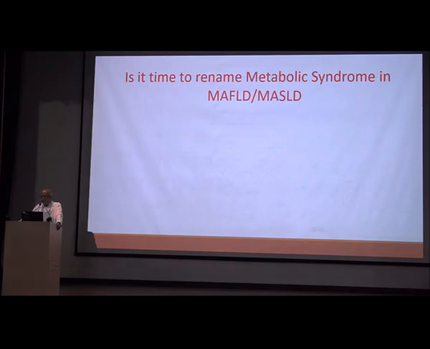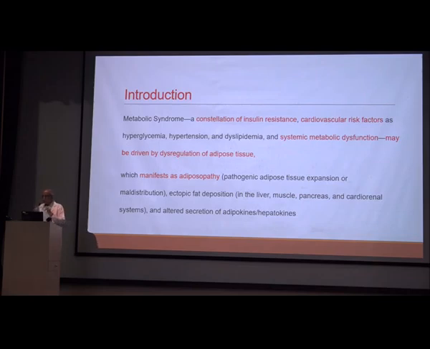I came across a couple of good articles published this year. We know that metabolic syndrome is a constellation of insulin resistance and primarily a lot of cardiovascular risk factors and a systemic metabolic dysfunction, primarily driven by dysregulation of adipose tissue. This manifests as adiposopathy, which I've heard a lot about here, in a talk by Professor Sareen and others. This pathogenic expansion of adipose tissue, ectopic fat distribution in vital organs, and consequently altered secretion of adipokines and hepatokines cause this dreaded disease, what you call MASLD.